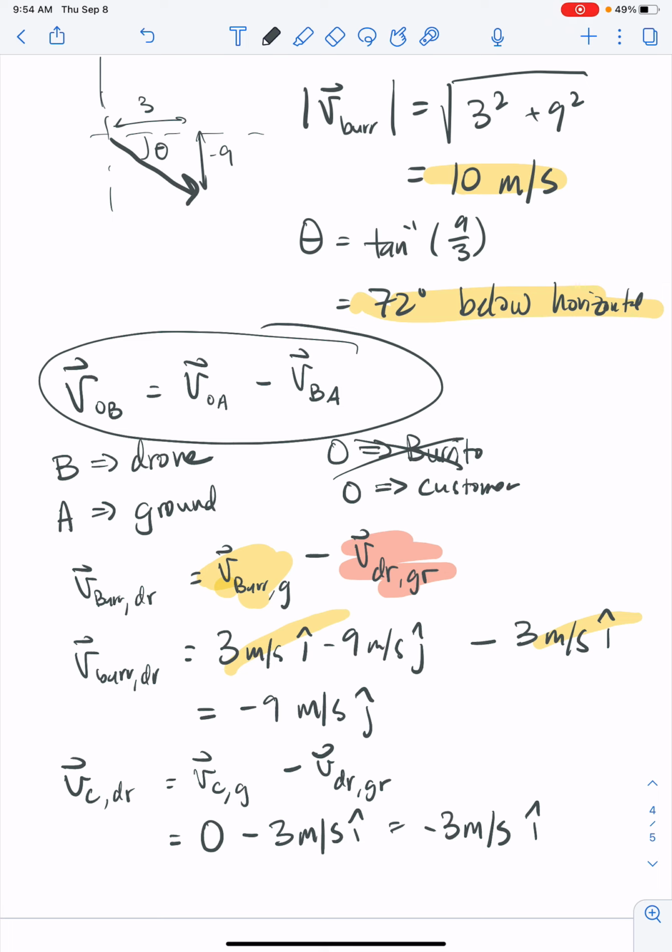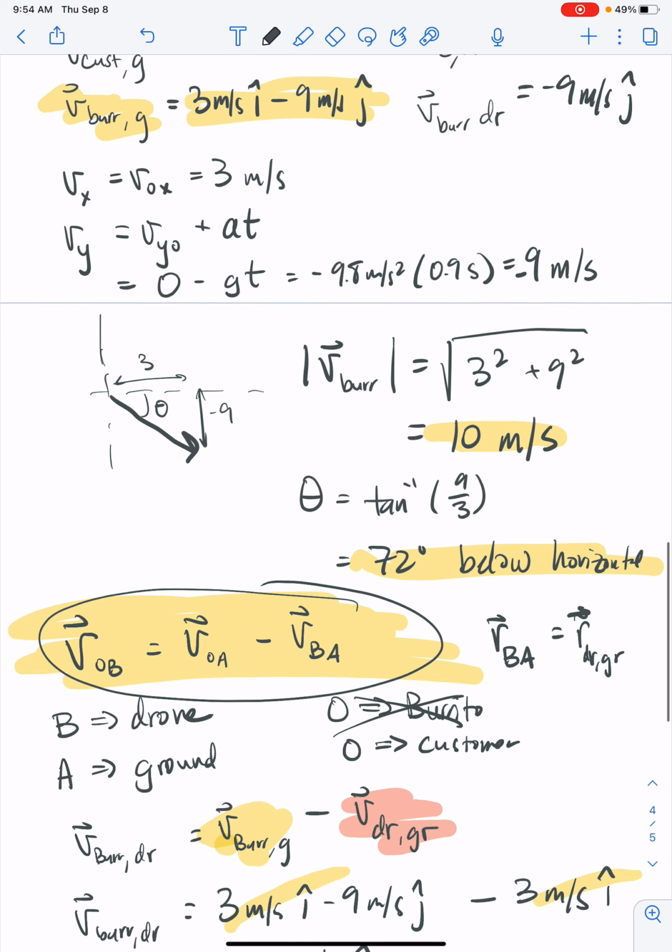Notice that because we used this velocity equation, we didn't actually have to define a vector that went from the ground frame to the drone frame. We never had to write our r BA, which in this case would be our drone-ground vector. So to just find velocities, if you know the velocity in one frame versus the other, you don't have to actually write the r vector. However, let's go ahead and write it because it's good practice.